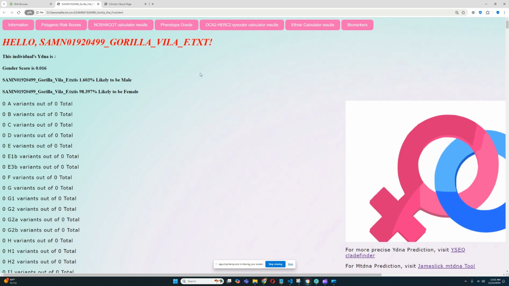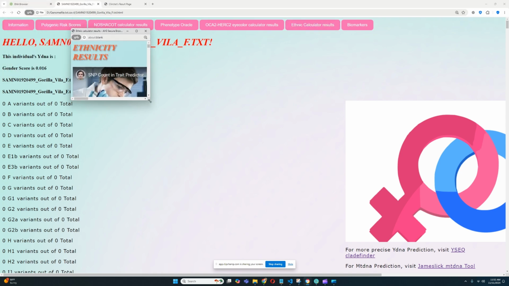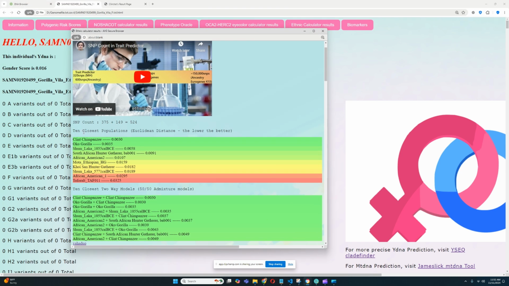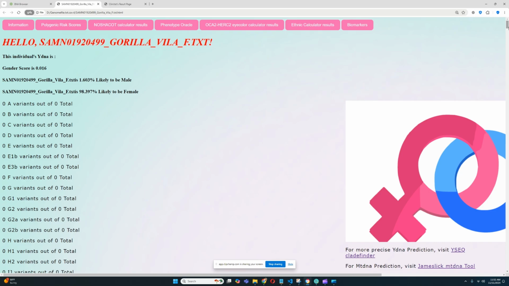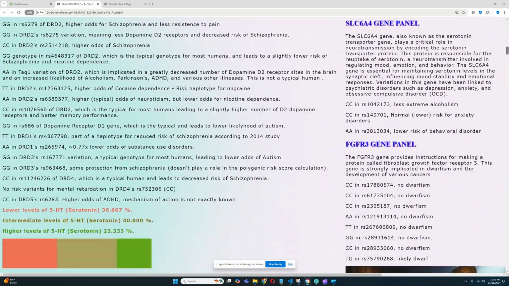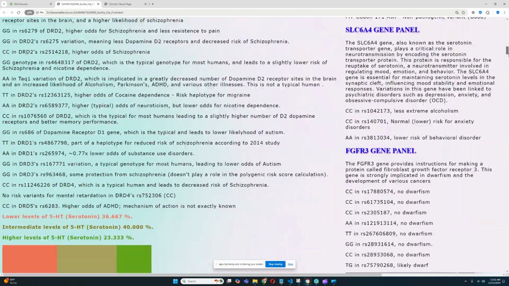So Vila the gorilla is quite similar to Clint Chimp. Even in the ethnic calculator, she's very similar to him. I mean, look at the ethnic calculator results. She's closest to Clint Chimp out of all the groups in the Oracle. So certainly there are a lot of similarities between Vila the gorilla and Clint Chimp.